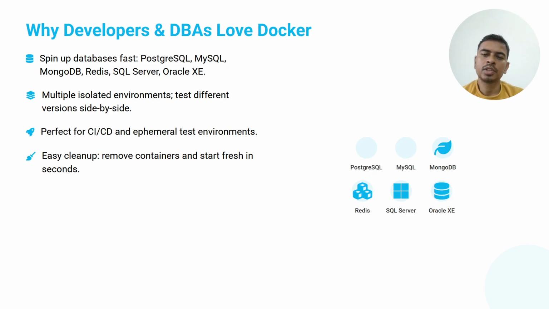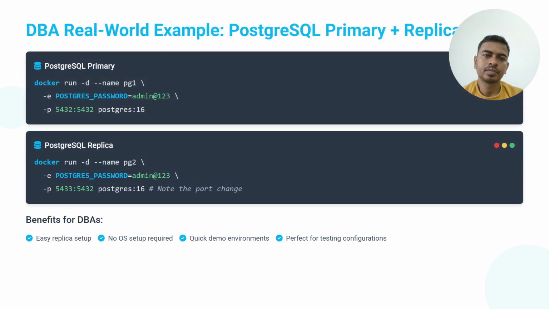Example for a real-world DBA scenario. I'm going to run a Postgres primary and replica. Simply, I'll run the primary: docker run -d --name pg1, this is Postgres 1, with -e POSTGRES_PASSWORD=admin@123, -p 5432, and Postgres 16.